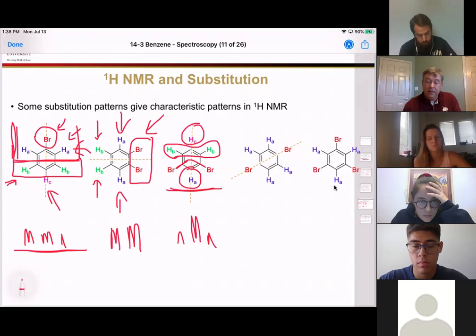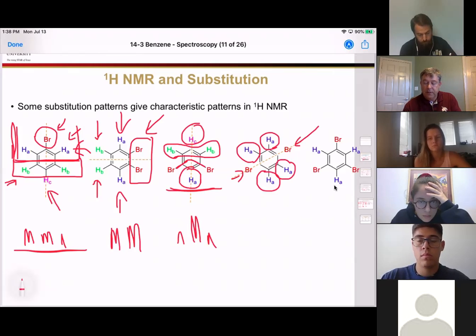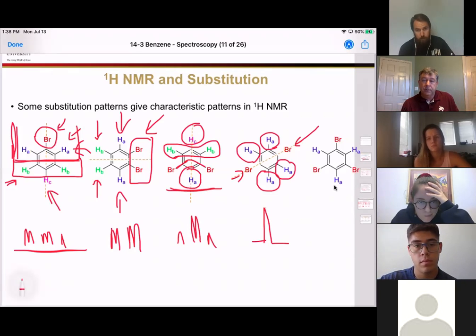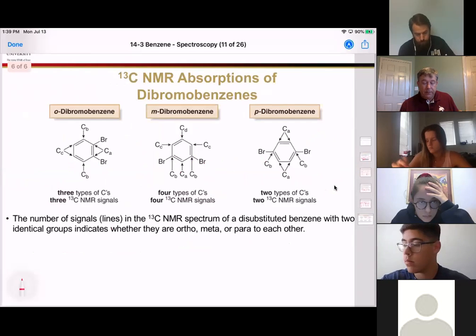And then, of course, if we have the same substituent on 2 sides here, that's going to make these all adjacent to the substituents, and that's going to bring us down to a single peak. So these are the 3 common patterns we'll see in proton NMR for mono and di-substituted systems. Notice if you symmetrically substitute things, then your NMR gets simpler and simpler. Okay. So the last thing I want to talk about is carbon-13.